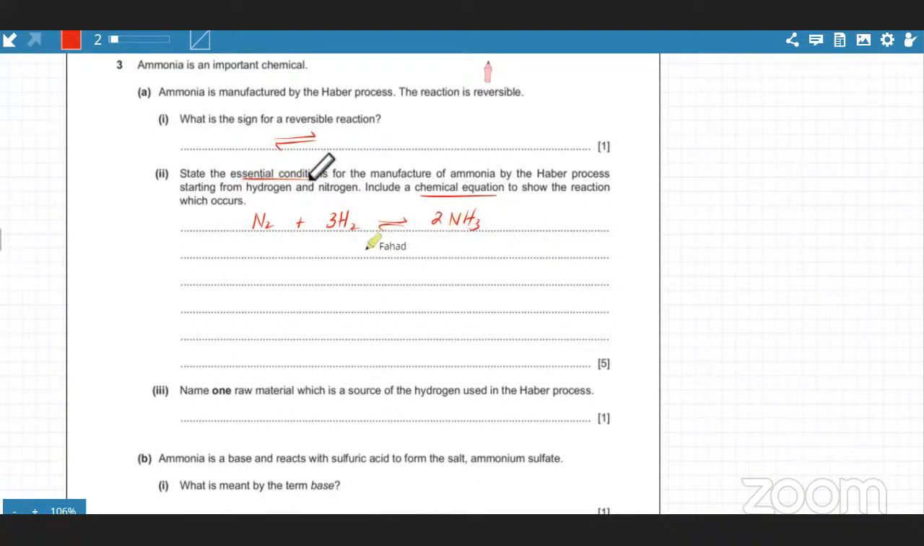So the conditions are 450 degrees centigrade temperature, 200 atmosphere is the pressure that's used, and iron is used as a catalyst. So that's hopefully 1 mark each. So essential conditions, that's done. Include a chemical equation. So we're pretty much done what they're asking for. But I'm going to just add a few points because it's a 5-mark question. So I'll just be on the safe side.